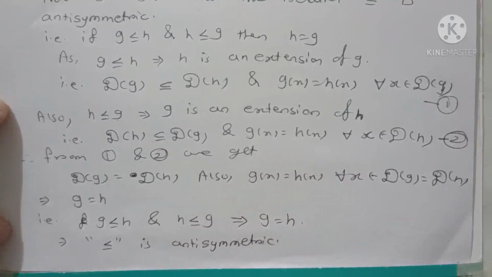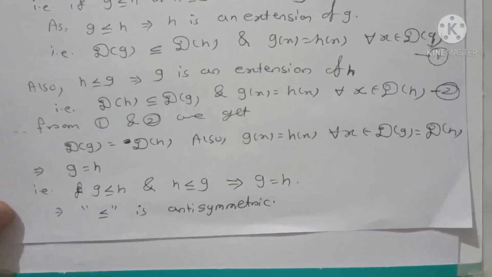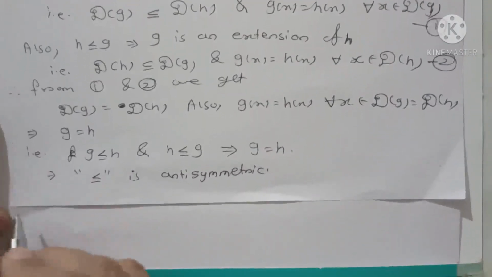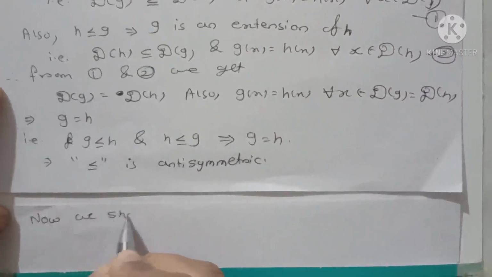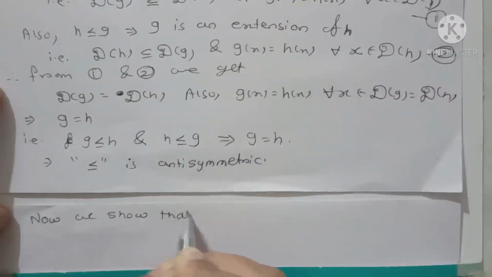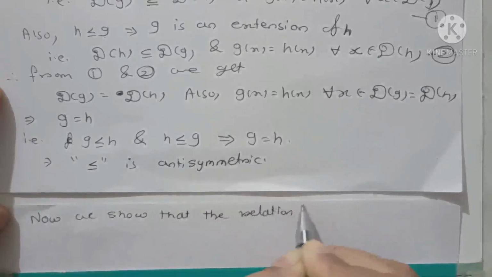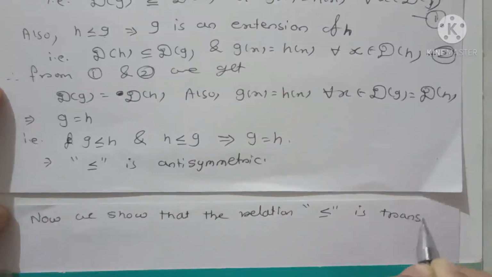This relation is antisymmetric. Now after showing that the relation is antisymmetric, we have to show that this relation is transitive. Now we show that the relation less than or equal to is transitive.